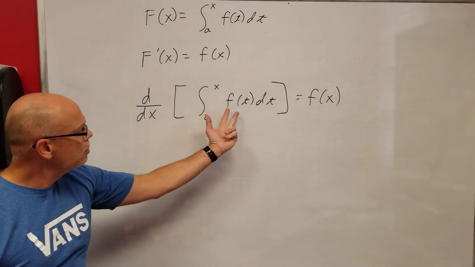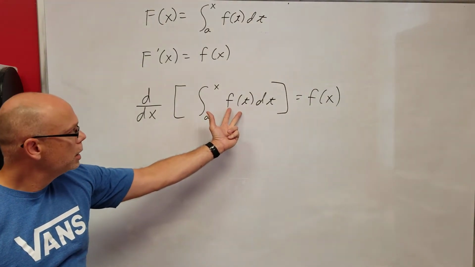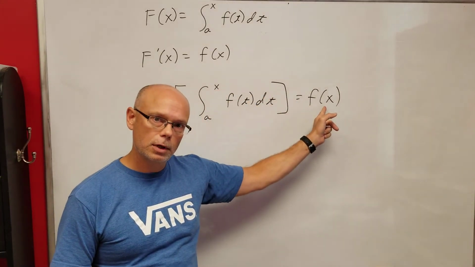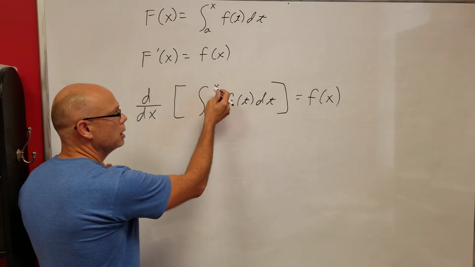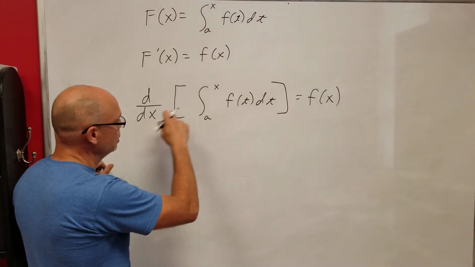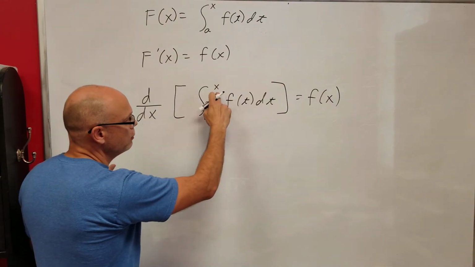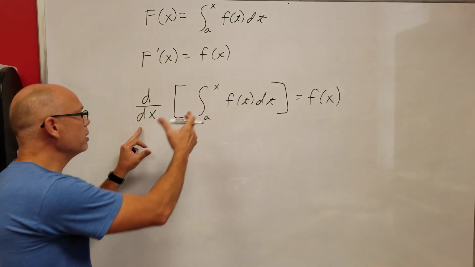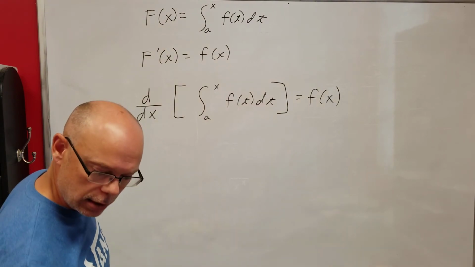All I have to do is take this integrand, this function here, and evaluate it at that upper limit of integration. Again, constant lower limit, x my upper limit. I'm taking the integral, then I'm taking a derivative. I just take this function and evaluate it at my upper limit of integration. They're trying to show you that taking a derivative and integrating are inverse operations. They undo each other, like addition and subtraction.